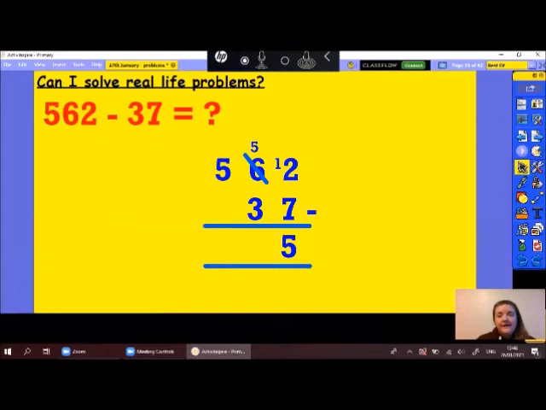The next column is now 5 take away 3, which of course is 2. In our hundreds column, we have a 5, but we have no hundreds that we're taking away. So that 5 stays exactly the same.